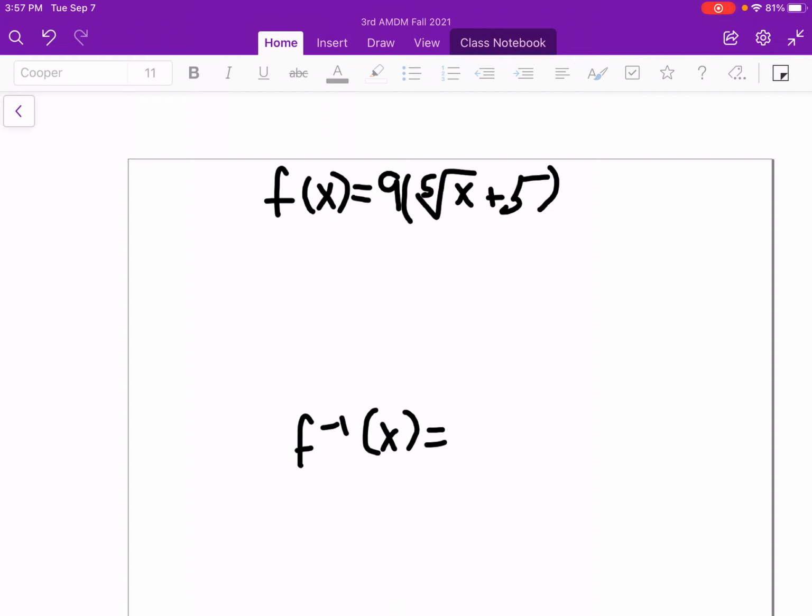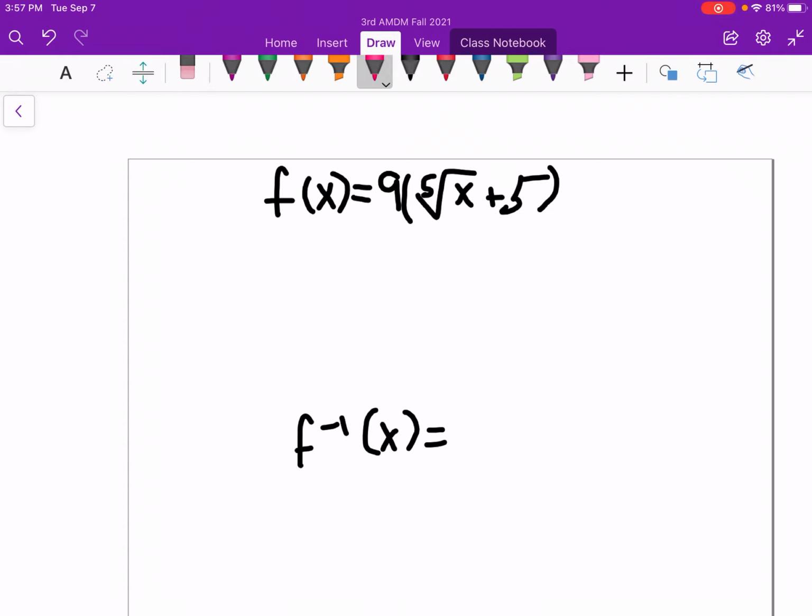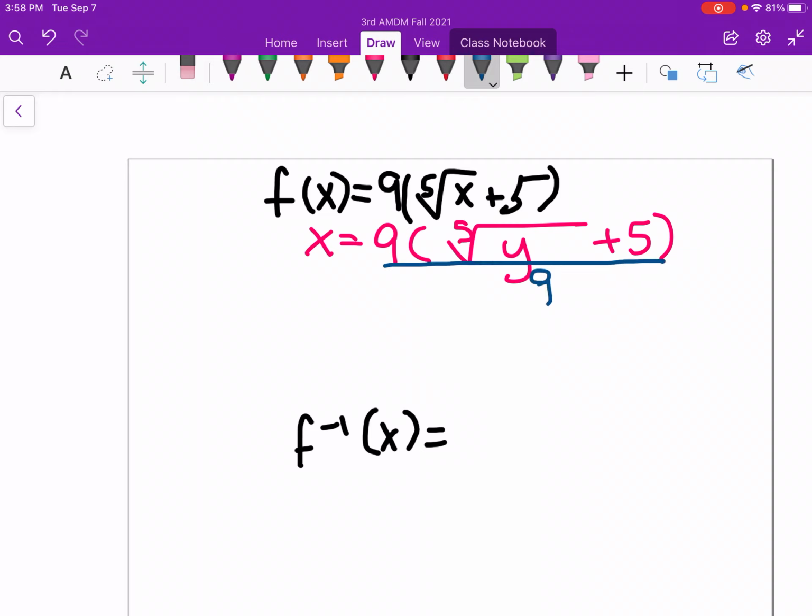Similarly, the next problem is a little bit more difficult. So I start out, I'm going to switch x and y. So I have x equals 9 times the fifth root of y plus 5. I'm going to start out by getting rid of that 9. So remember, when we're doing inverse operations, we have to start with what's outside of the parentheses. So I'm going to divide by 9. So I have x divided by 9 equals the fifth root of y plus 5.